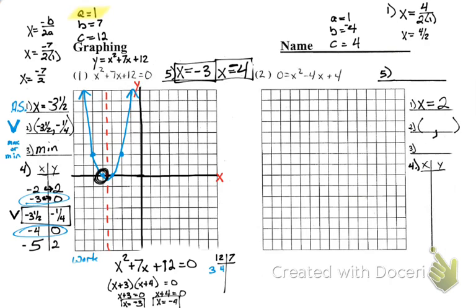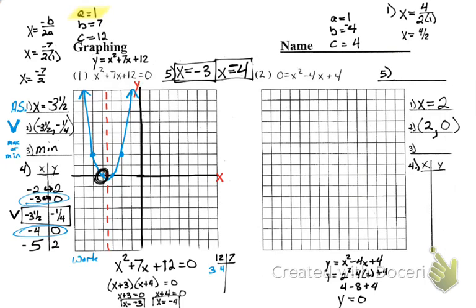And I know my vertex is already 2 comma something. So down here in my workspace, I'm going to take y equals x squared minus 4x plus 4, and I'm going to plug in 2 in for the x's. So 2 squared minus 4 times 2 plus 4, 4 minus 8 plus 4, well, that's 0. So my vertex is 2, 0. Okay, so that gives me a good idea of where this parabola is.